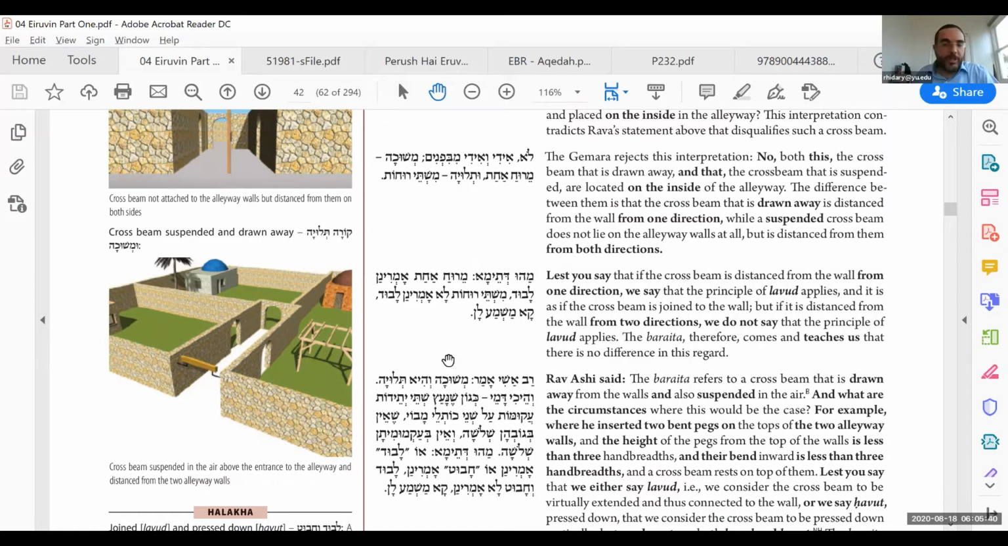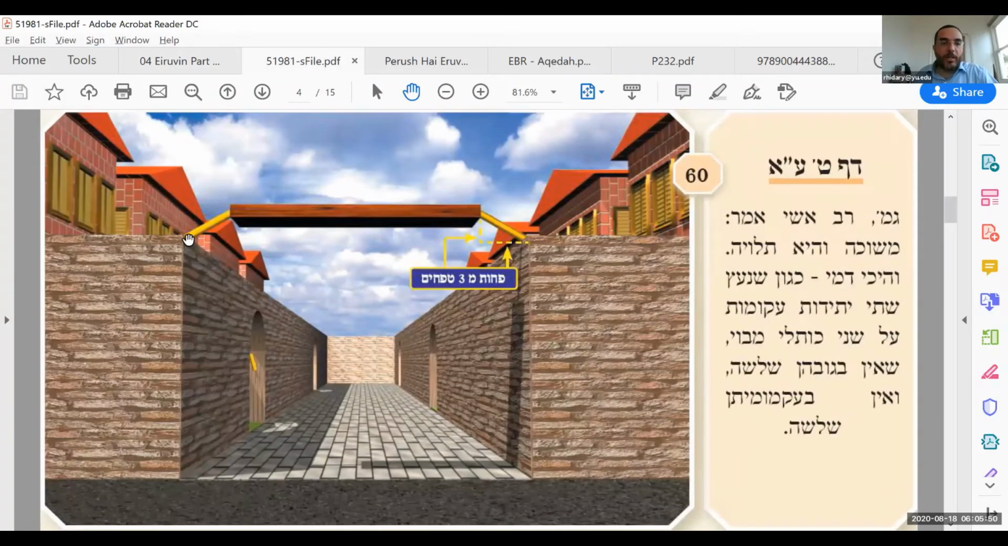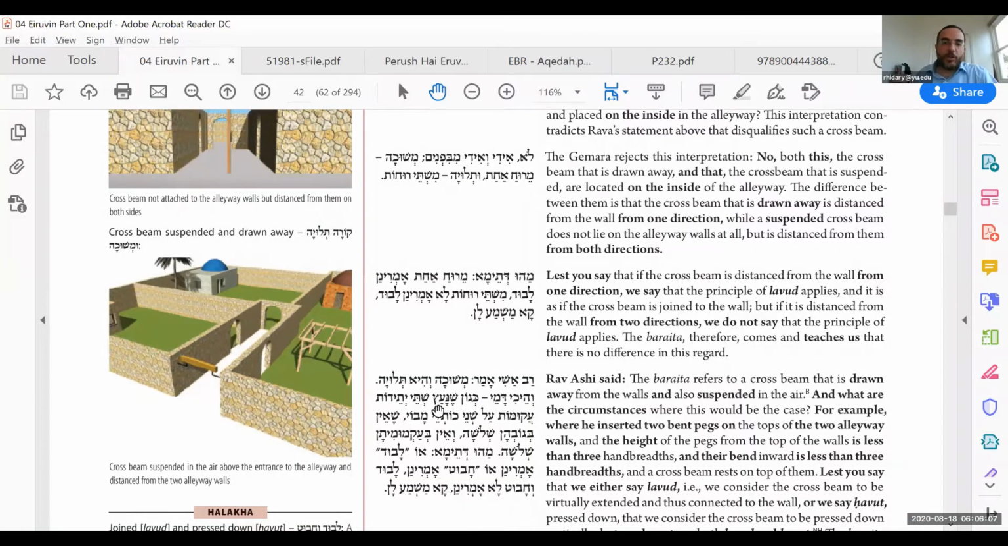Rav Asher amar, mishucha v'hi teluya. Rav Asher interpreted this baraita differently. He said it's talking about a case like this. The picture here is clearer. Mishucha v'hi teluya. So it's away from the wall in 2 directions, both horizontally and vertically. It's higher than the rest, than the top of the wall, and being suspended there. So it's not either or, but both mishucha and teluya. You put 2 bent pegs, crooked pegs in the 2 walls.